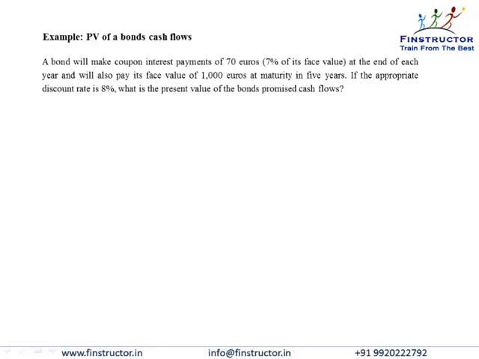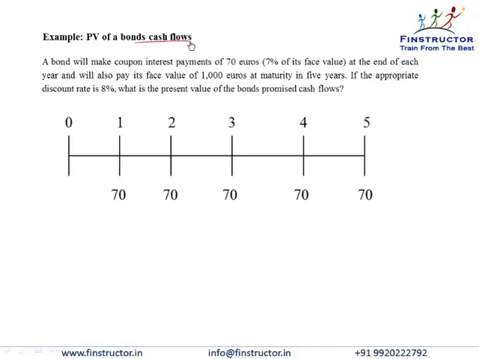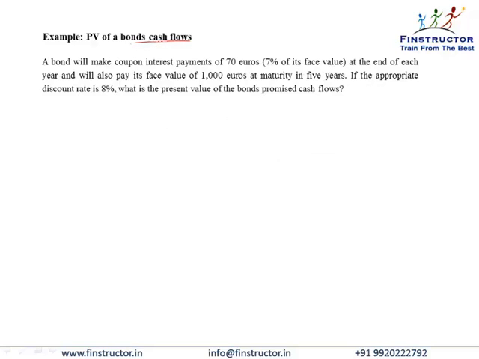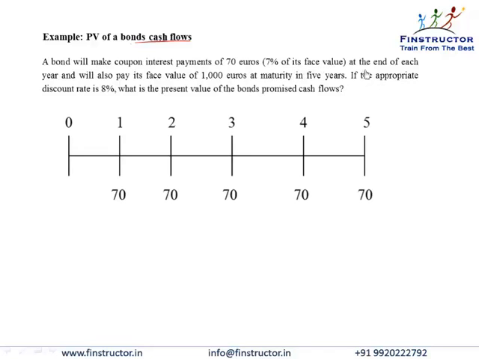Now, a very interesting financial instrument is called a bond, and we'll understand the cash flows of a bond with the help of this example. So a bond will make coupon interest payments of 70 euros, that is 7% of its face value at the end of each year, and will also pay its face value of 1000 euros at maturity in 5 years. If the discount rate is 8%, what is the present value of the bond's promised cash flows?